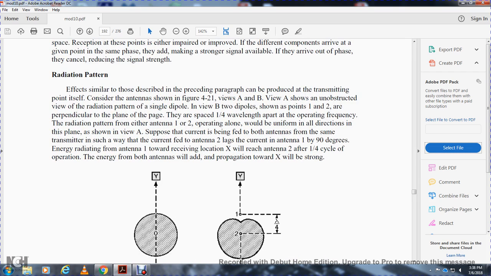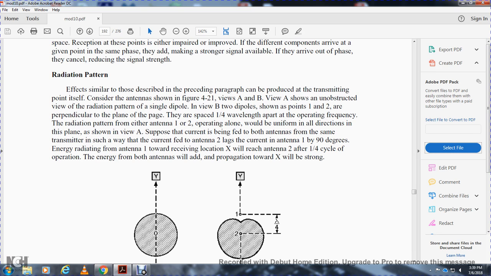Radiation pattern. Effects similar to those described in the preceding paragraph can be produced at the transmitting point with the antennas shown in figure 4-21, views A and B. View A shows the radiation pattern of a single dipole. View B shows two dipoles in the positions of points 1 and 2, in the plane of the page, spaced one-quarter wavelength apart at the operating frequency.